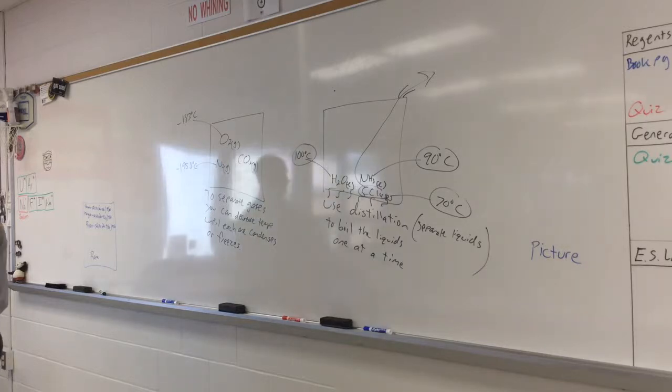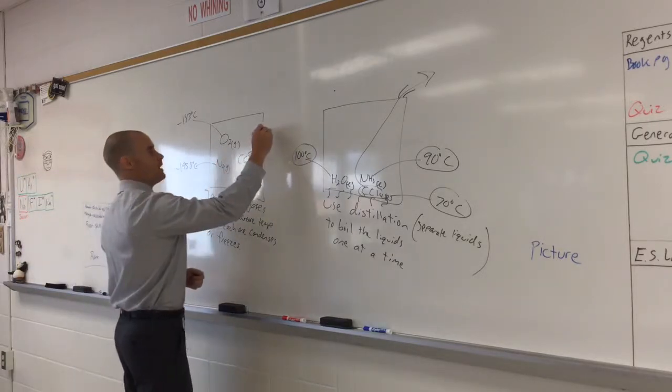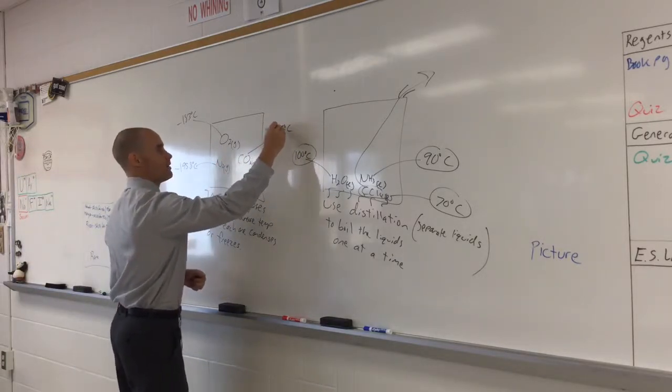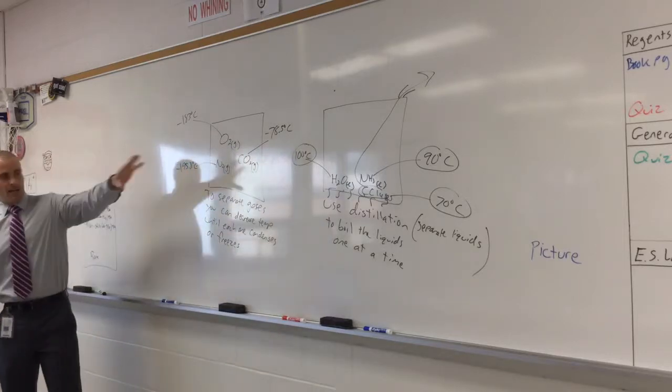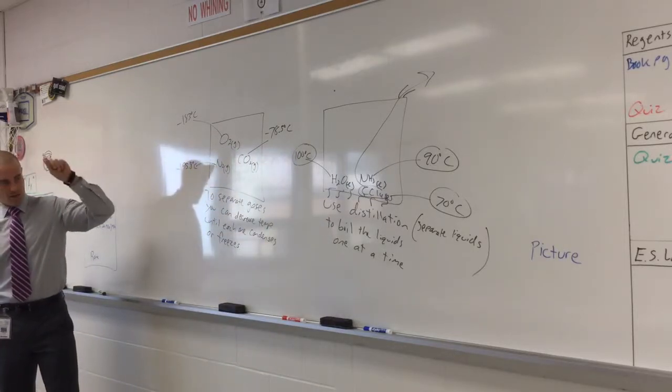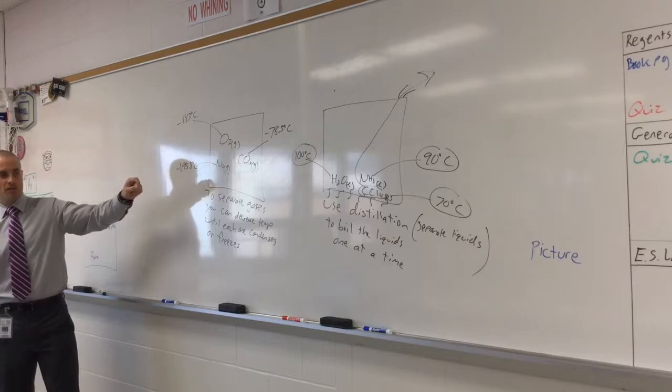I typed in carbon. Guess what the boiling point of carbon is? Take a guess. 4,800 degrees. 4,800 degrees for carbon. Carbon dioxide is negative 78.5. So, I'm kind of taking a long time to explain this because these are the toughest types of questions you would ever see on the Regents.